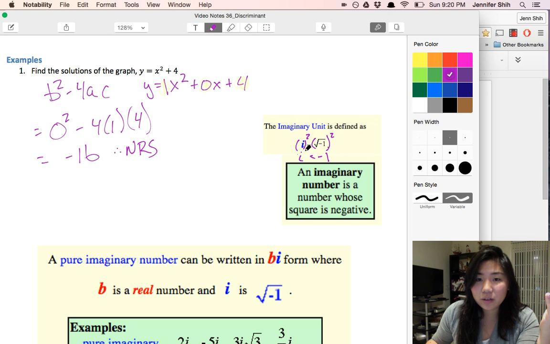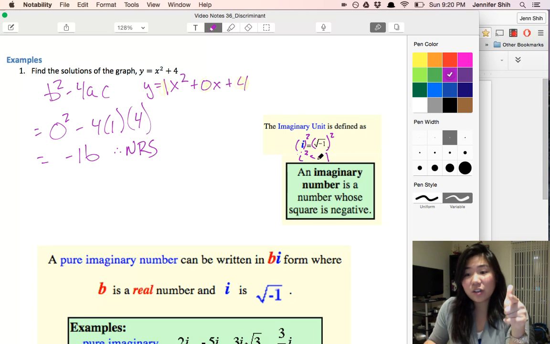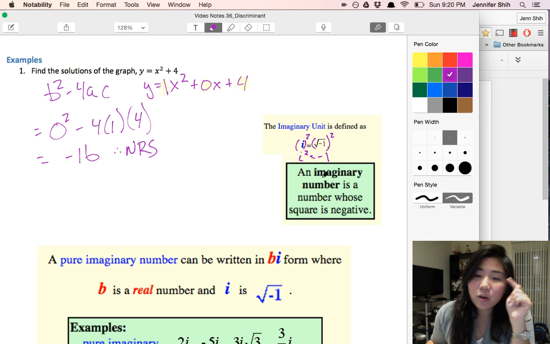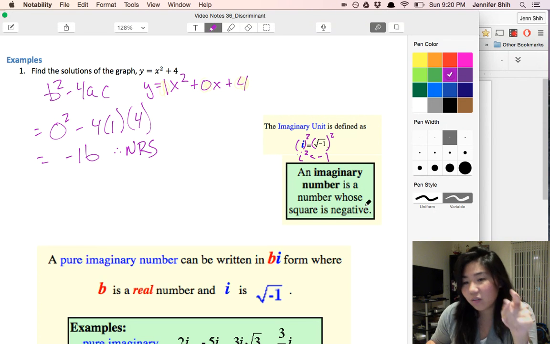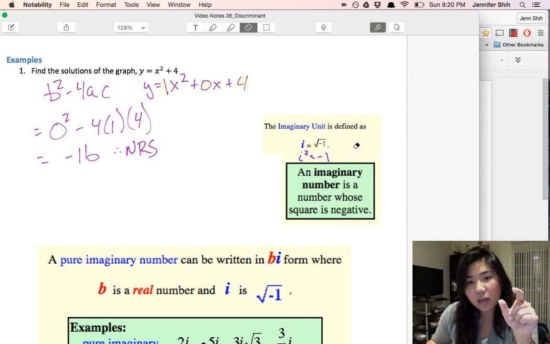We're actually going to continue this conversation in a later video, but also an imaginary number is a number whose square is negative. This is what it looks like in math words. I'll just get rid of this part right here. And then this is what it looks like in words. So get those down in your notes.